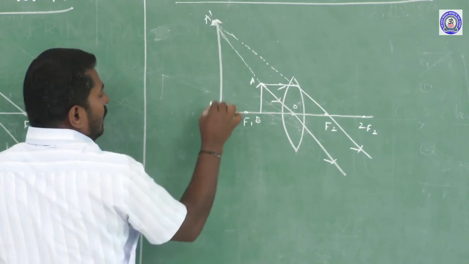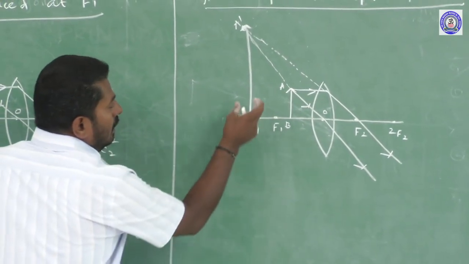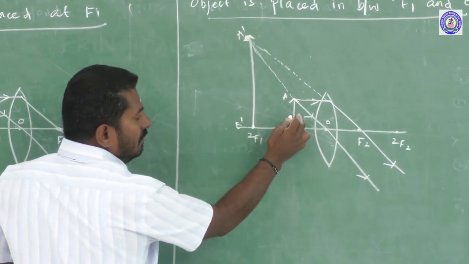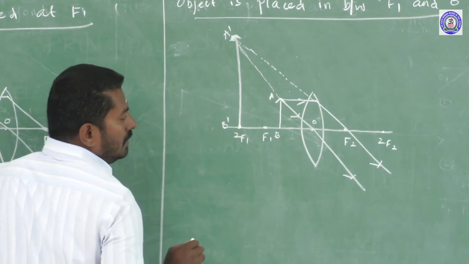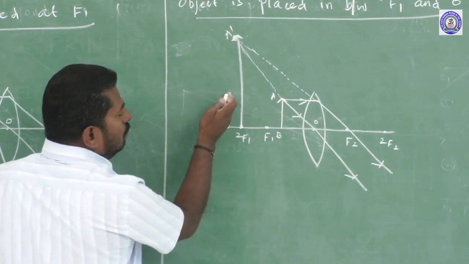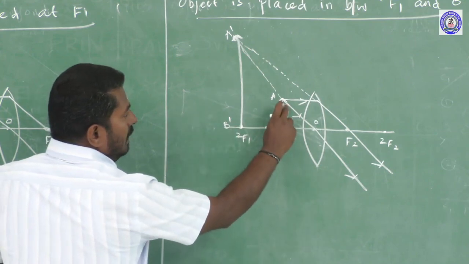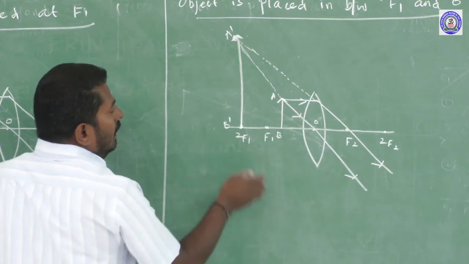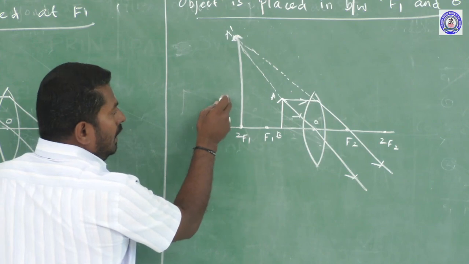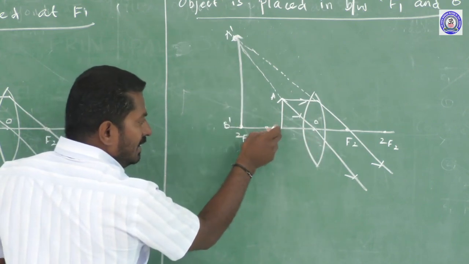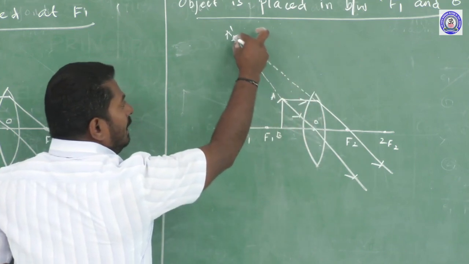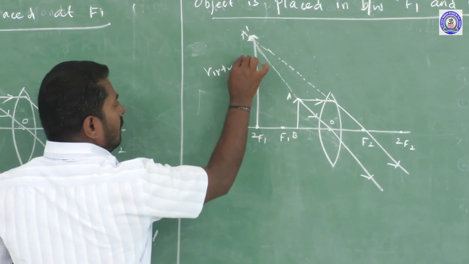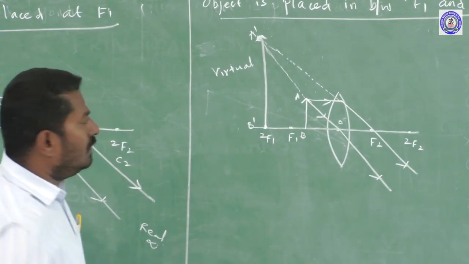The image is A prime, B prime. Comparing the size of the image and the size of the object, the size of the image is very large compared to the object. It is a very enlarged image, and the image is attained on the same side of the object. AB is the object, and A prime B prime is the image. It is an erect image and a virtual image. This image is formed by the thin lens due to the apparent intersection of these two refracted rays. That's why this image is a virtual image.